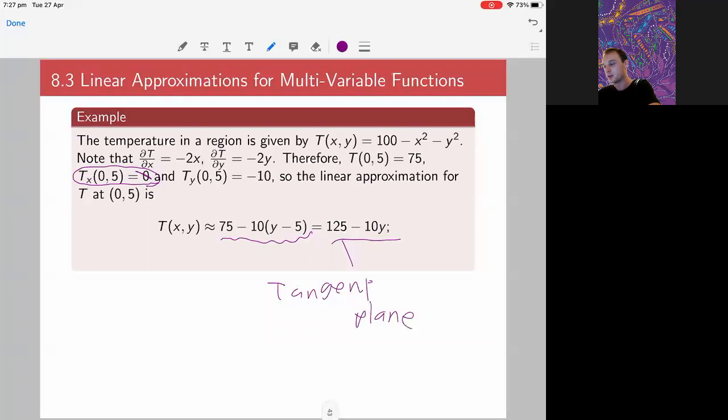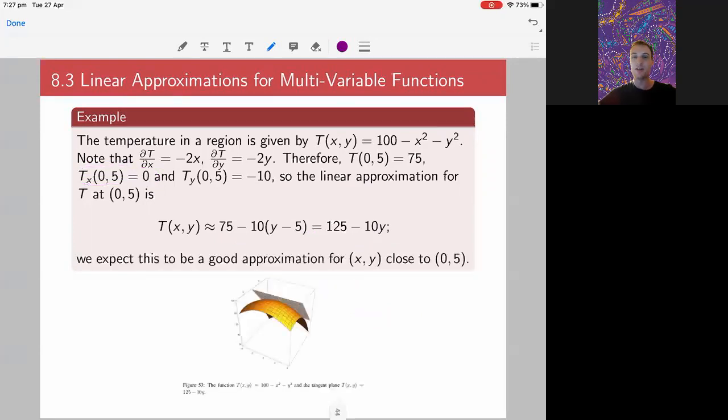So let's have a picture of what this actually looks like. This is the tangent plane, which means it's meant to be a good approximation for this function, at least if x, y are close to 0, 5. And here's a picture of the actual tangent plane. This guy here is just T of x, y. This is the graph of that function. And this plane over here is the tangent plane. So this is what linear approximations look like, at least for functions of two variables.